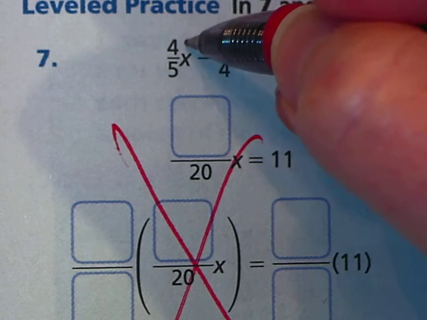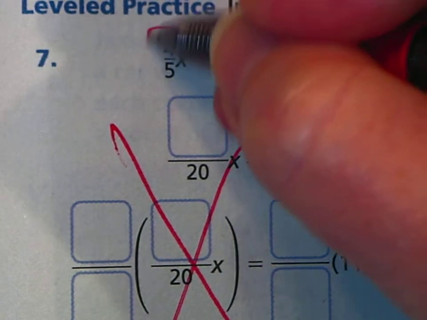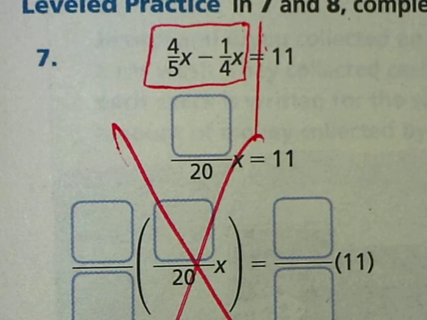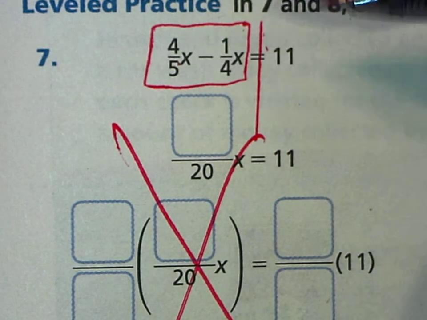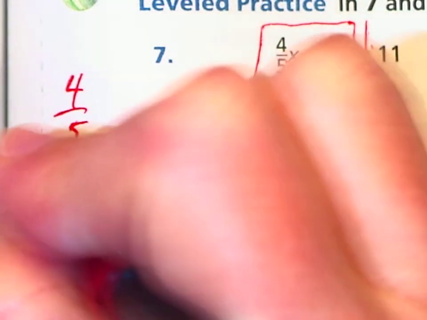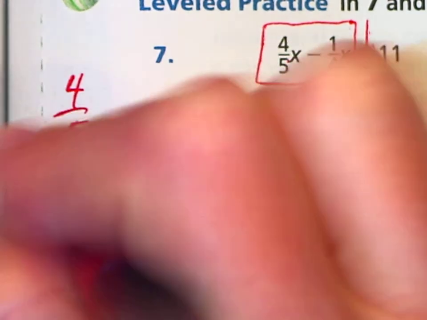So I have 4/5 x take away 1/4 x. These both have an x and they're both on the same side, so I need to combine those. But before I can subtract these fractions, I have to come up with common denominators. So right over here, I'm going to come up with the same bottom number. So 4/5 take away 1/4.